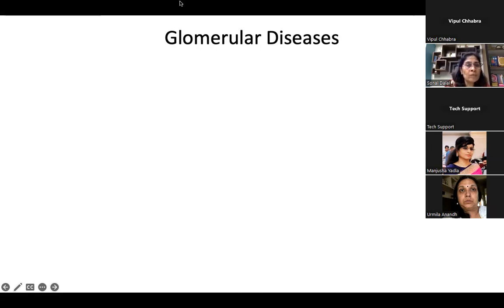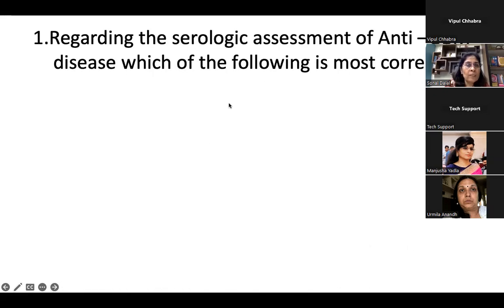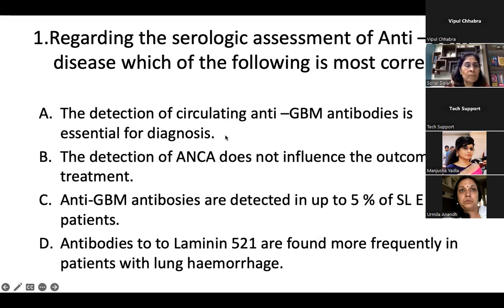Let's move to the fourth round now. The fourth round is for the glomerular diseases. Question 1 in the fourth round. Regarding the serological assessment of anti-GBM disease, which of the following is most correct? Option A, the detection of circulating anti-GBM antibody is essential for the diagnosis. Option B, the detection of ANCA does not influence the outcome or treatment. Option C, anti-GBM antibodies are detected in up to 5% of SLE patients. And option D, antibodies to laminin 521 are found more frequently in patients with lung hemorrhage. Your time starts now.